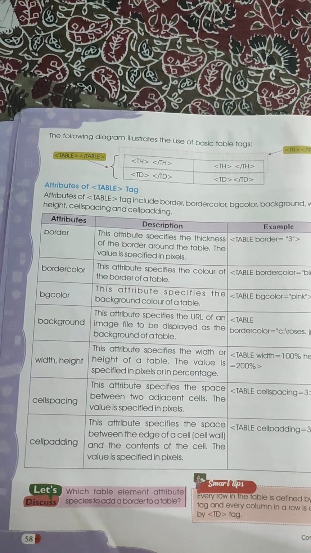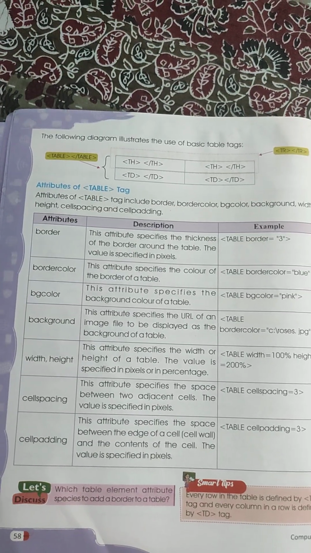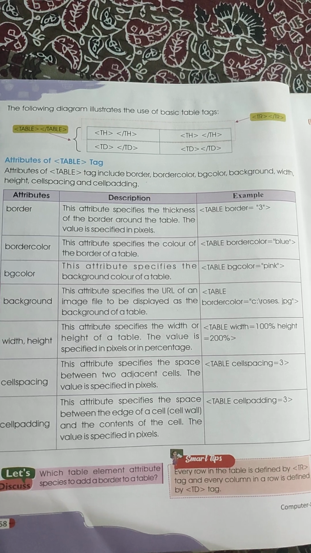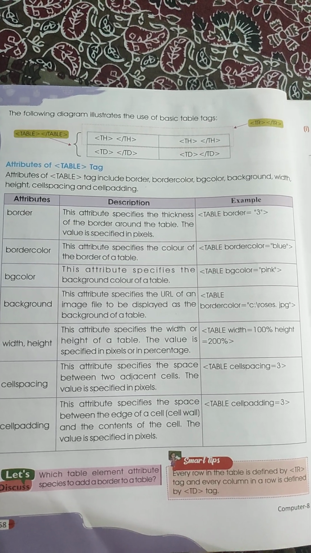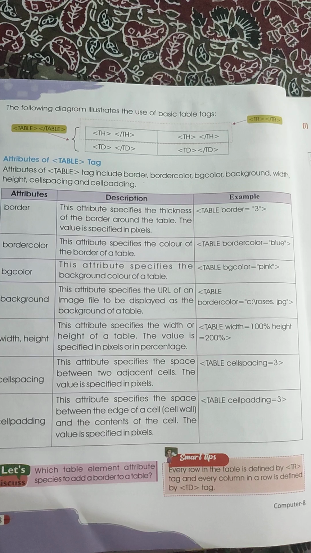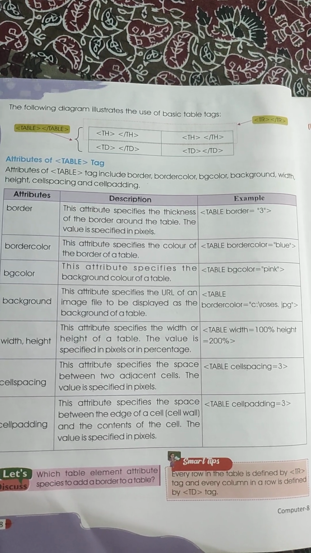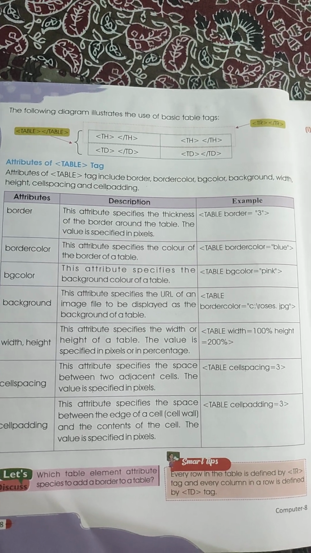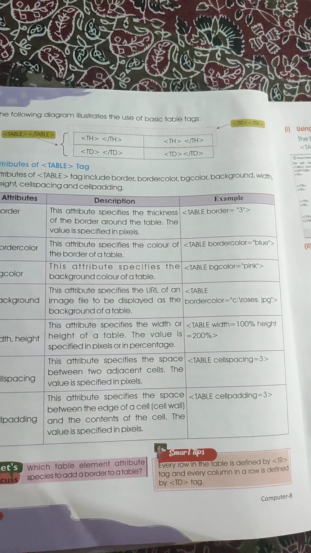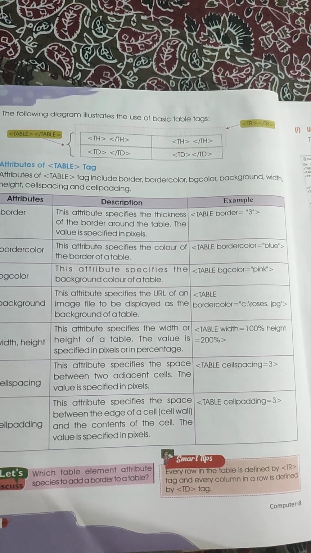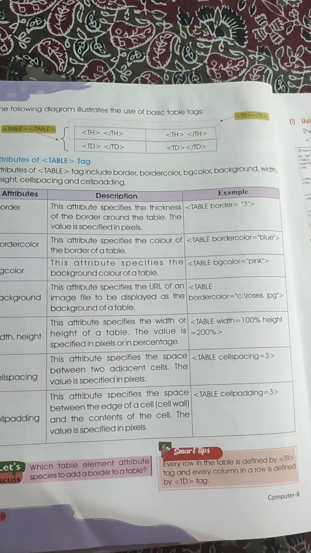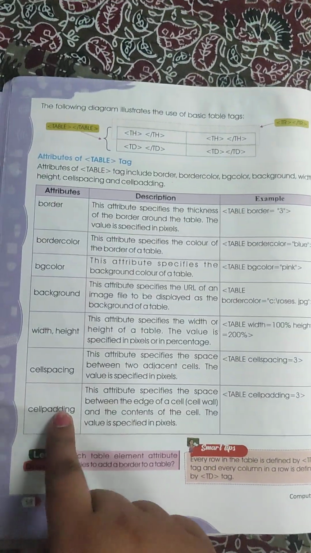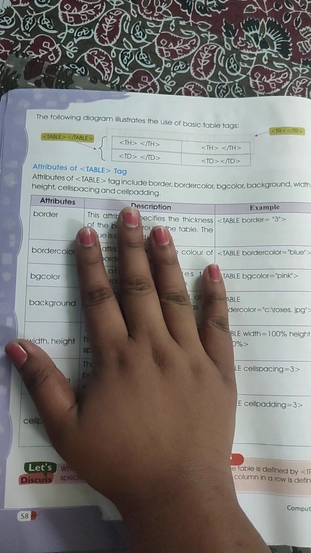The next is attributes of the table tag. Attributes of the table tag include border, border color, bg color, background, width, height, cell spacing, and cell padding. So the attributes of a table include all of these. You have to learn this table. The attributes are here and the descriptions over there.